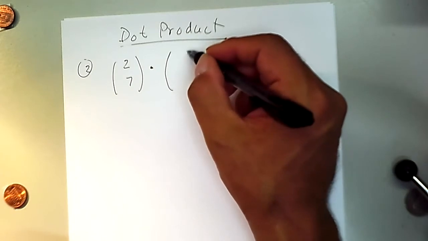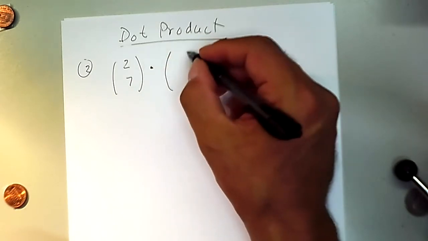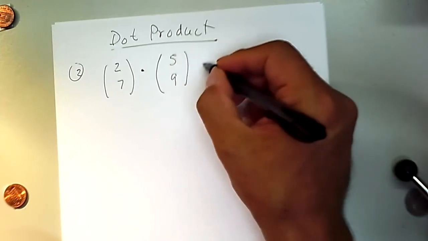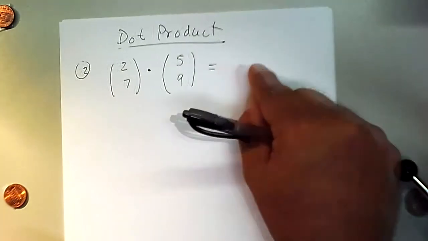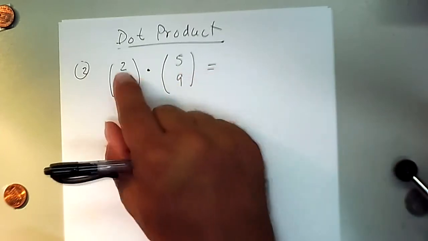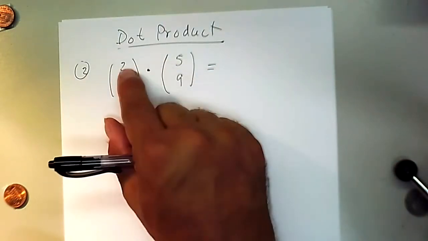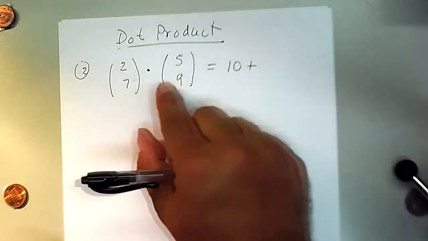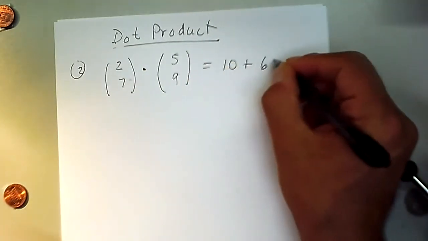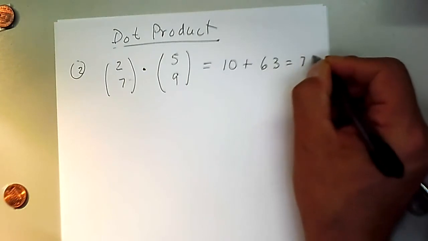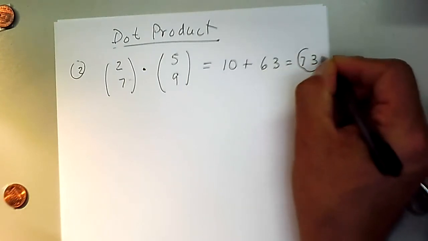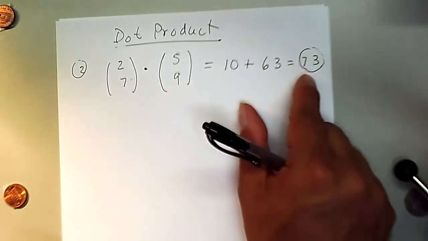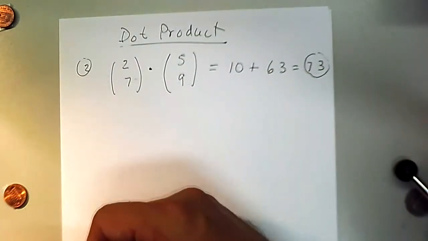So 2, 7, 5, 9, for instance. And this is going to give us a number. The way we figure out the number is by multiplying corresponding coordinates. 2 times 5 is 10. Add 7 times 9, which is 63. So the answer is the scalar, the number 73. So the dot product of those two vectors is 73.